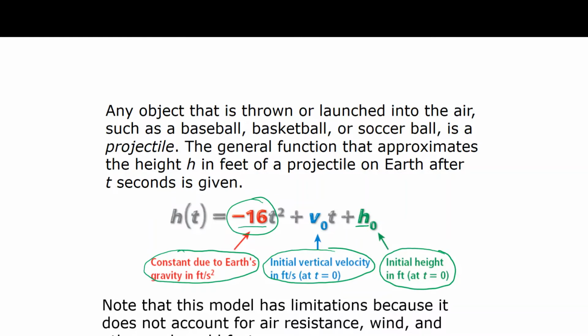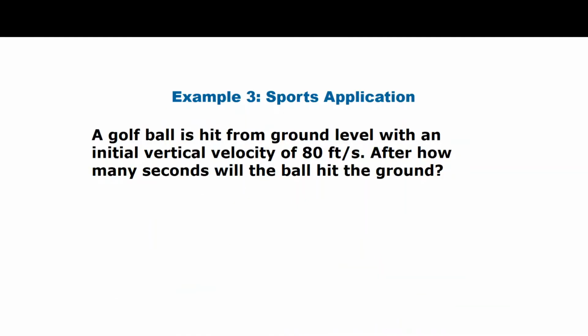Note that this model has limitations because it does not account for air resistance, wind, and other real-world factors. So let's try an example using our new equation. The question says a golf ball is hit from ground level with an initial velocity of 80 feet per second. After how many seconds will the ball hit the ground?